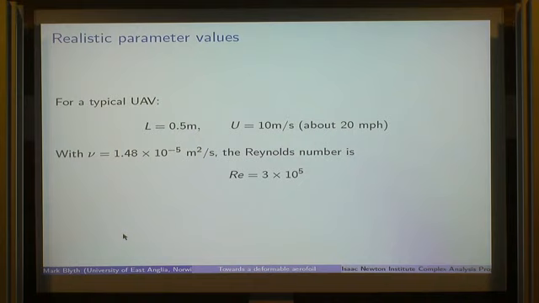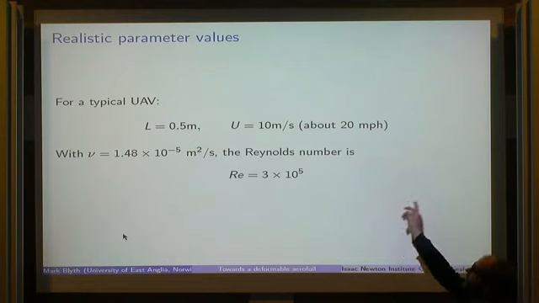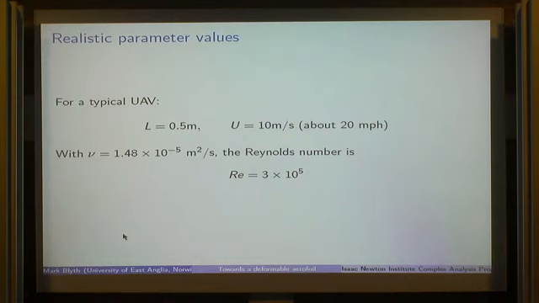You take one of these typical unmanned aerial vehicles, like the one I showed you at the beginning. A typical length scale is about 0.5 metre. Some of this data is difficult to extract from the literature, and things like the bending modulus of the boundary are very difficult to know, so we had to make some guesses here. A typical cruising speed is roughly 20 miles an hour for these things. Take the kinematic viscosity of air, we're talking Reynolds numbers something like 10 to the 5.